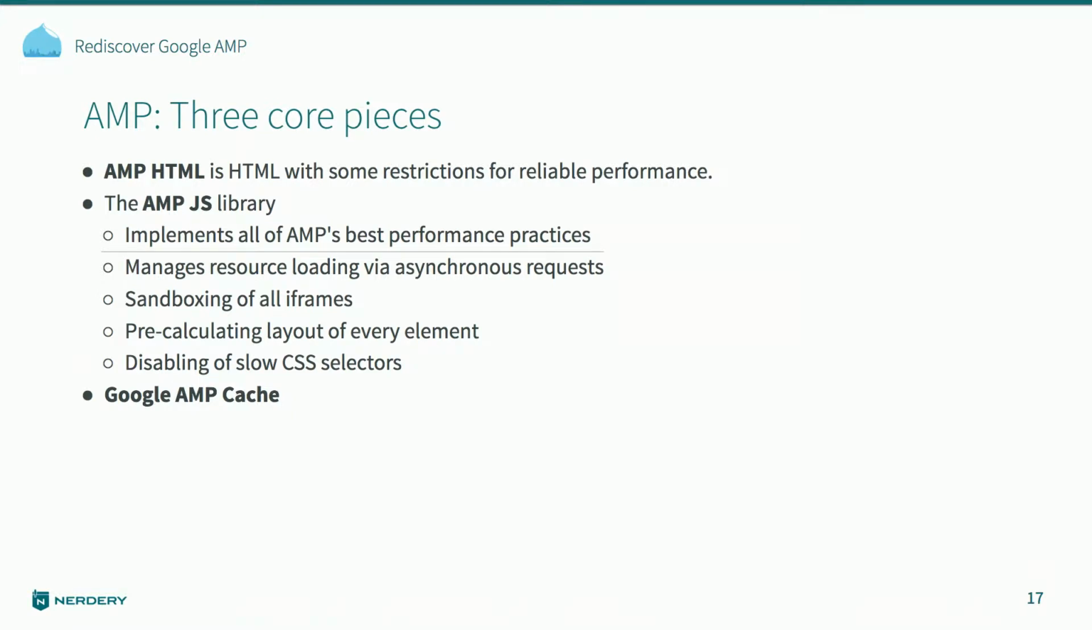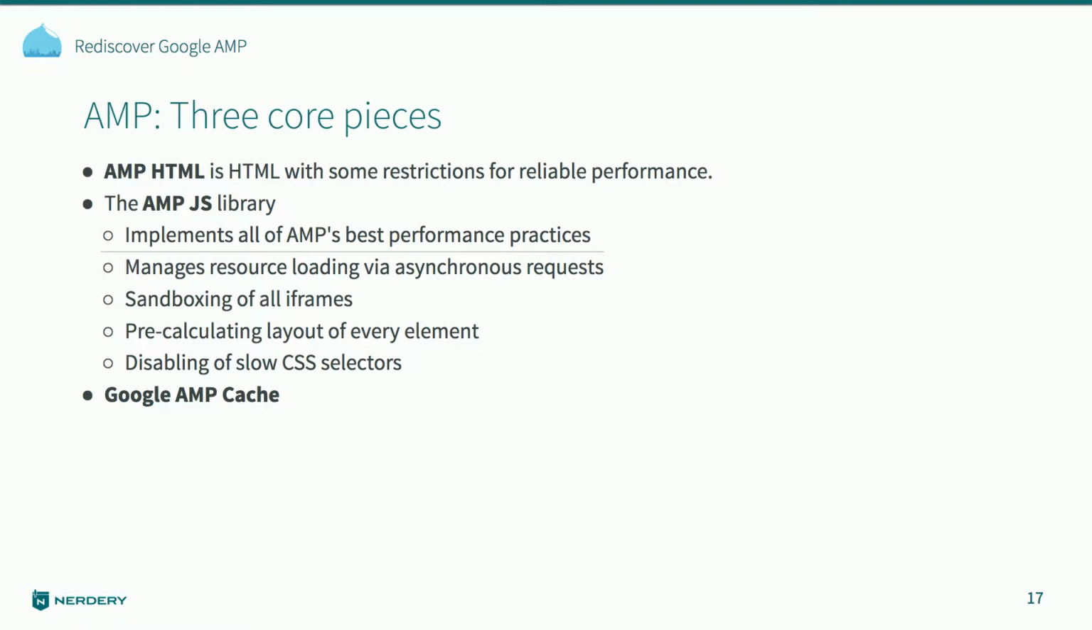Implement best practices, manage resource loading, so it can control what resources get loaded when, and sandboxing all the iframes, pre-calculating layouts. This is very interesting, so that when you deliver the page, in your markup for AMP elements, you specify exactly how it's going to be rendered, so that when the page gets rendered, it knows how much space to provide for what piece of the page, so you don't get a lot of jumping movements. You might experience that with some websites where as content gets loaded, you're already reading, but then the page jumps on you because something gets loaded. So that's to take care of that. And then disallowing some slow CSS selectors. So there are some limitations. We'll get into those a little bit.